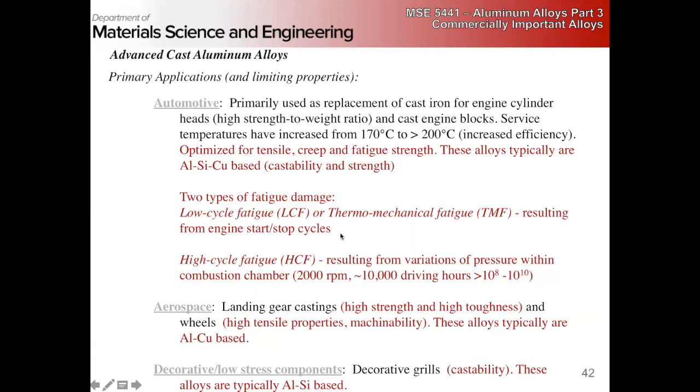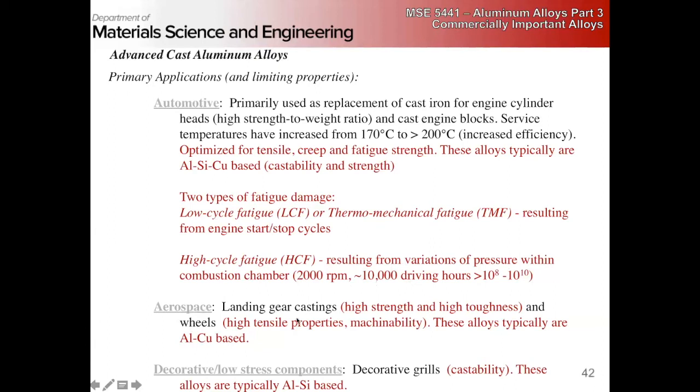contraction. But of course, it doesn't expand uniformly. You have different mounts holding different components in place. So there are thermal stresses and mechanical stresses associated with this. And then the high cycle fatigue results from vibration coming from variation of pressures within the combustion chamber. So you can figure if your engine's running at 2,000 RPMs and you run it for 10,000 hours, you're in the range of 10 to the 8, 10 to the 10 fatigue cycles on critical engine components.